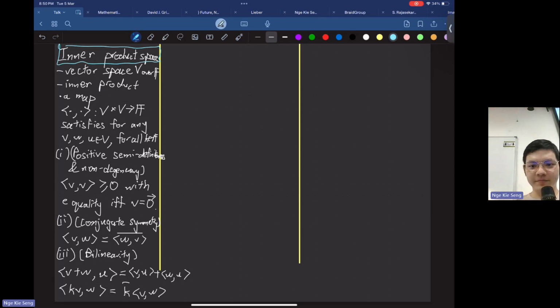Does it make sense? In particular, R^n is an inner product space. I think if you can recall, what's the dot product between two vectors in R^n? That's a formula for it.